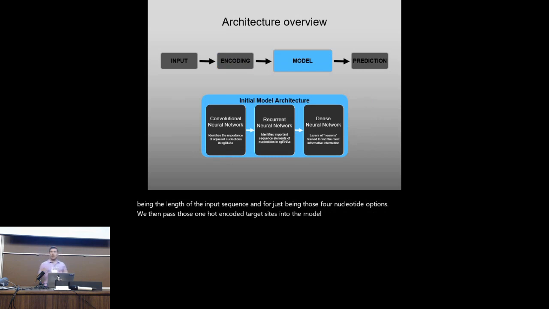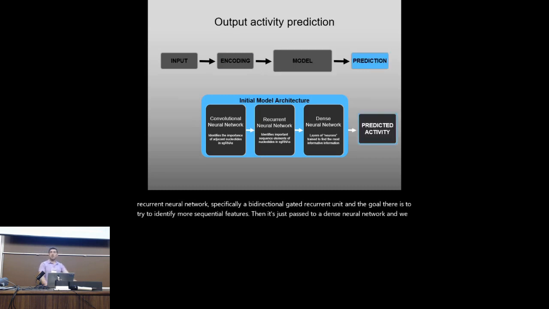And this is just an initial model architecture. It is updated a little bit. But overall, it starts with a convolutional neural network layer. Just the idea there is to capture local adjacent nucleotide impacts. It's then passed to a recurrent neural network, specifically a bidirectional gated recurrent unit. And the goal there is to try to identify more sequential features. Then it's just passed to a dense neural network, and we get an output prediction. Now, of course, when you have an output prediction, if you want to train a model, you need to use some sort of error metric, and therefore you need to have a score.